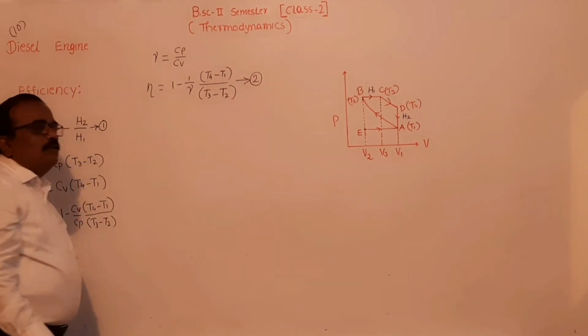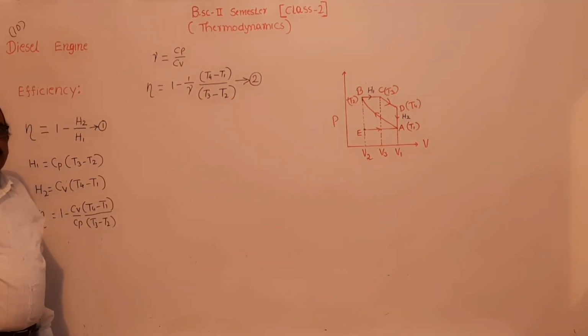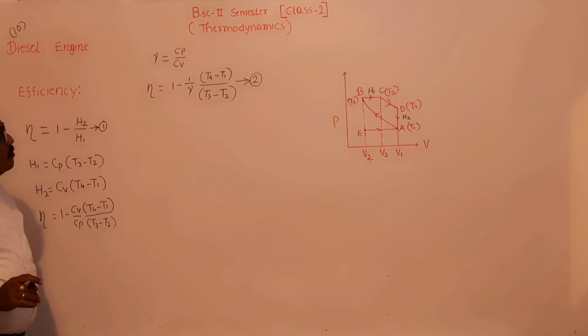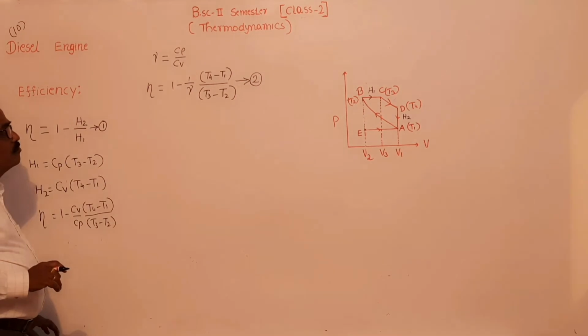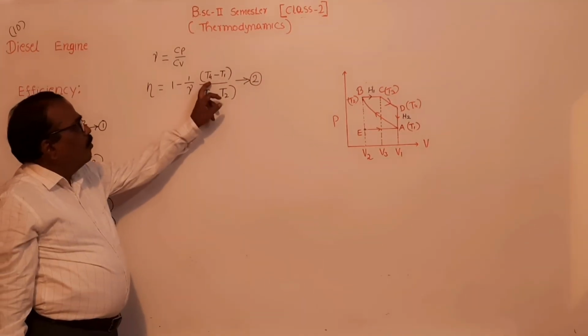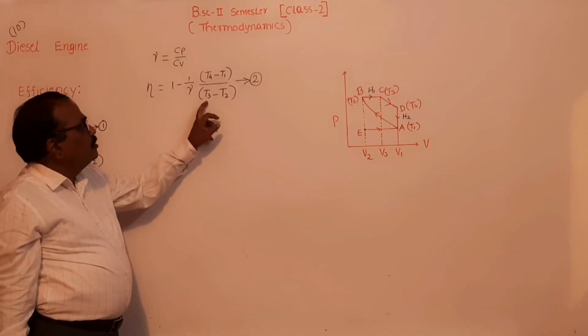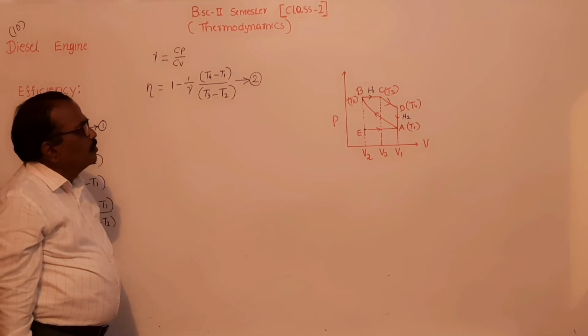Follow all these steps carefully because in the notes there is some typing mistake. So call this equation as 2. Express all these T4, T1, T3 in terms of T2.